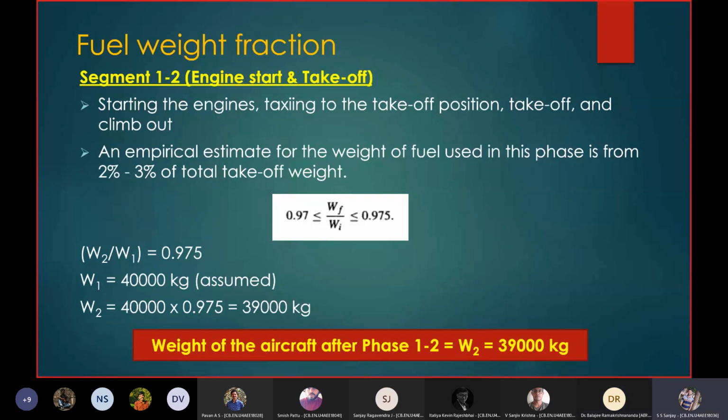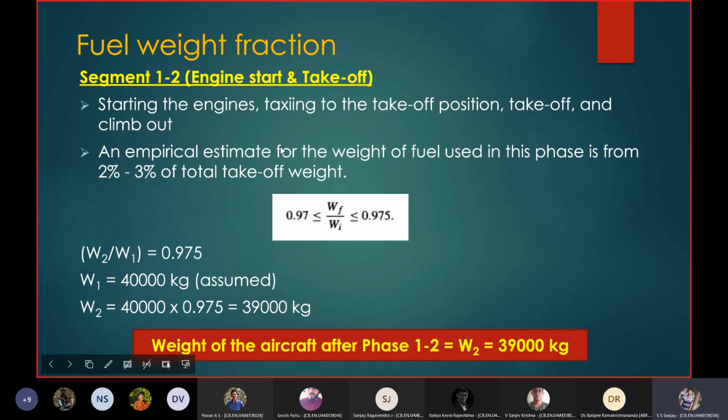And now, the approach we have followed is similar to the approach given in the Corke book. We are not finding the fractions. Yes, we are finding the fractions, but we are estimating the total weight of the aircraft after each phase. The difference of the initial assumed weight and the weight of the aircraft after the phase gives us the fuel consumed in each phase. Then we add up the fuel consumed in every phase to get the final fuel weight.